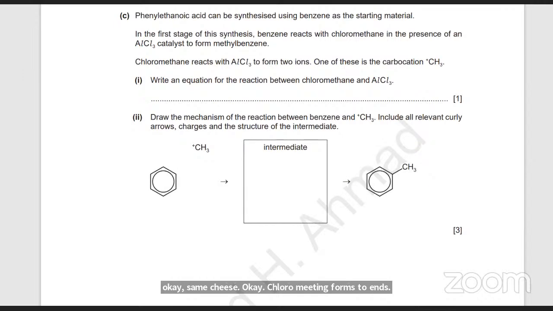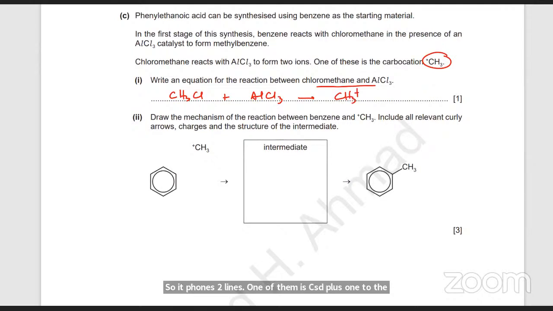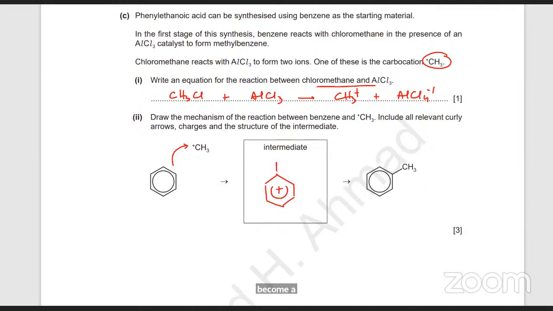अच्छा, और क्या, सेम चीज वो कह रहे कि क्लोरोमीथेन फॉर्म्स टू आयंस. सो ही सेज दैट ड्रॉ द रिएक्शन ऑफ क्लोरोमीथेन विद AlCl3. क्लोरोमीथेन इज CH3Cl. तो इट फॉर्म्स टू आयंस, वन ऑफ देम इज CH3+. So CH3+, so the other one must be, where did the Cl go? AlCl4-. Ovary mechanism, it's going to attach. Okay, benzene will become partially charged. Bas ye ho gaya.